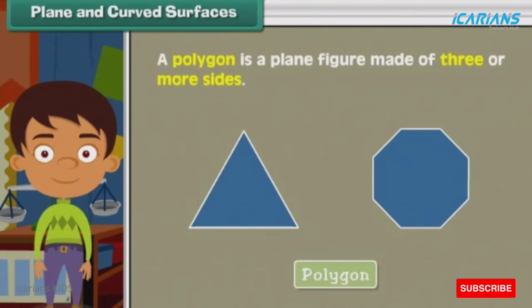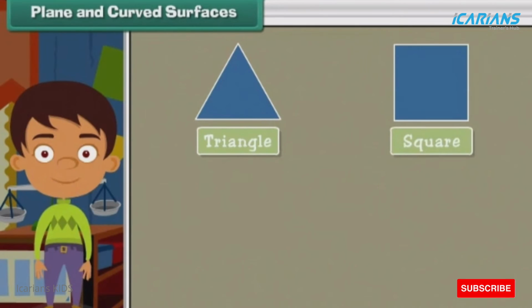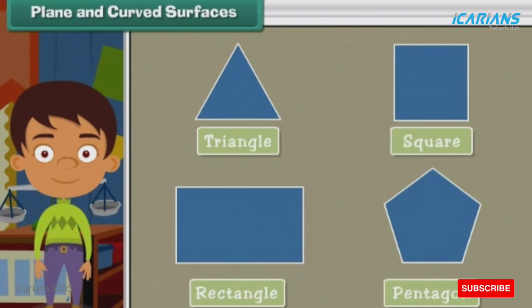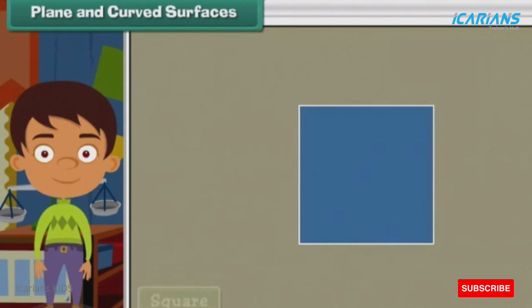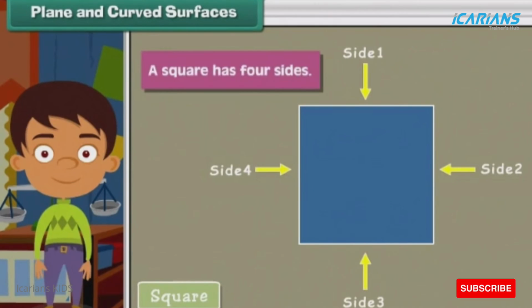Various types of polygons are triangle, square, rectangle, pentagon. Now we'll study plane figures, sides and vertices. Look at this square. Arrows 1, 2, 3, 4 indicate the sides of a square. A square has 4 sides.